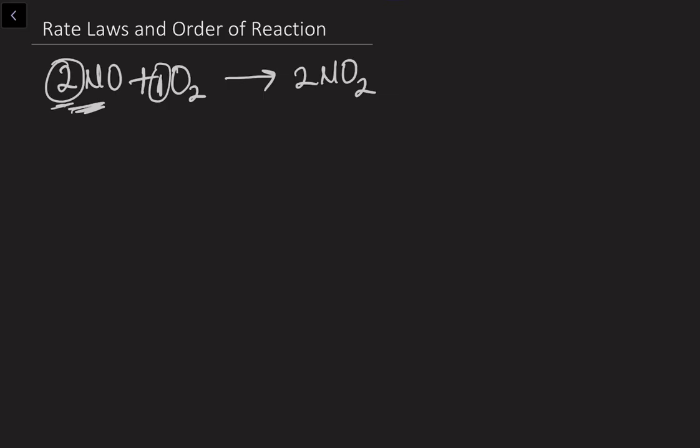The coefficient does not typically reflect how each reactant impacts the formation of products. So we have to determine this empirically. So we have to actually do experiments in the lab where we increase the concentration of each reactant independently and see how that impacts the formation of products.